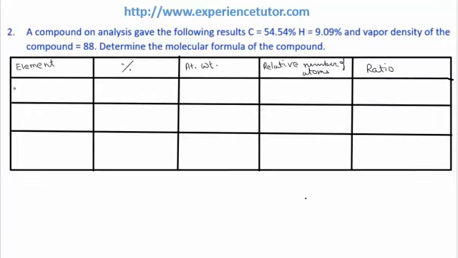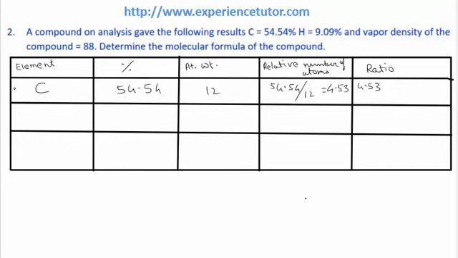Now let us fill up this table according to the question. So we have here C, 54.54, 12 the atomic weight, and 54.54 upon 12 is equal to 4.53. Again 4.53. For C we are done.